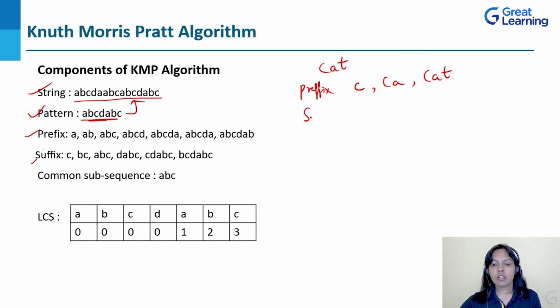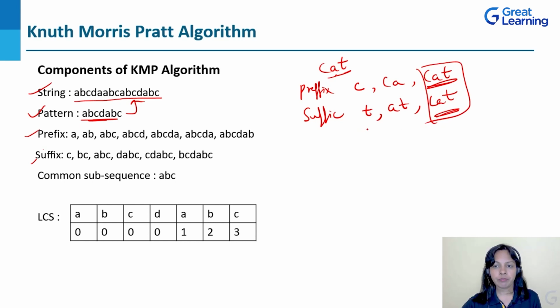If I talk about the suffix of this word, what are the characters at the end of this word? T, then AT, and then CAT is also at the end of the word. Now, this part we don't have to consider while talking about the KMP algorithm. We are talking about proper prefix and proper suffix only. Proper prefix is where we don't take the complete word as a prefix, or the complete word as a suffix. So the prefixes for the word cat will be C and CA, and the suffixes will be T and AT.